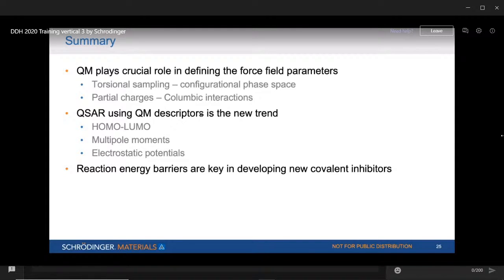And also when we do covalent docking or covalent inhibitor build, generation, designing, you need to understand the reaction energy barriers, for which you need to use quantum mechanical calculations. So these are the three different ways I would suggest quantum mechanics can be used in the context of drug discovery. So this is where I'm going to stop my presentation.